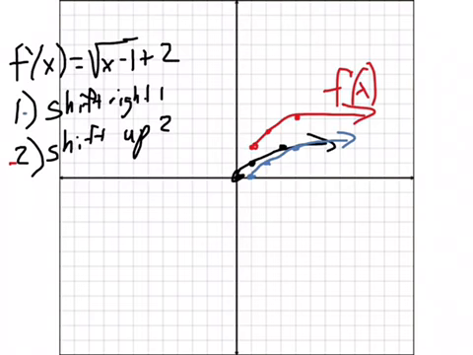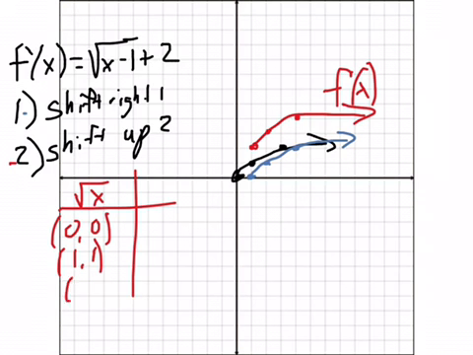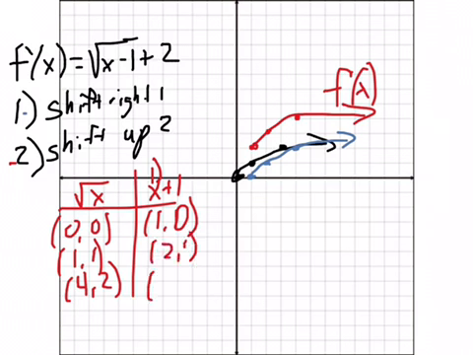We could have set up the table in the exact same way. So if we think about what the square root of x function initially looks like, 0, 0, 1, 1, and then 4, 2. We would first take care of that shift to the right. So I'm adding 1 to all the x's. So I'd have 1, 0, 2, 1, and 5, 2. And then we would go ahead and shift that thing up 2.